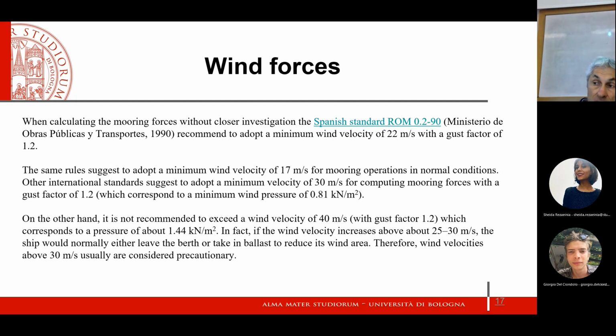In any case, the message here is try to get aware of the regulations that may affect your specific project. On the other hand, to set up an upper limit, it is not recommended to use a max wind velocity exceeding 40 meters per second with a gust factor of 1.2. That corresponds to already a significant pressure, we will see a graph later on, about 1.4 kilonewton per square meter, which is really a huge pressure.